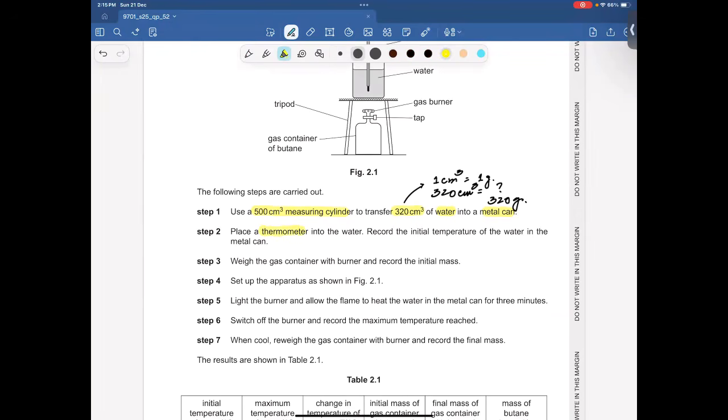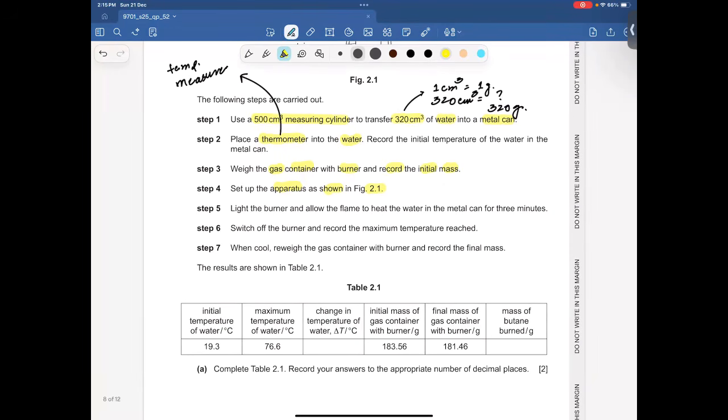Place a thermometer into the water. That is going to be the initial temperature and obviously the final temperature measurement. So first we need to find out the initial temperature before the experiment and then the temperature after. Weigh a gas container with burner and record the initial mass. Set up the apparatus as shown in figure 21.2.1. Light the burner and allow the flame to heat the water in the metal can for 3 minutes. Switch off the burner and record the maximum temperature reached. When cool, reweigh the gas container with burner and record the final mass.